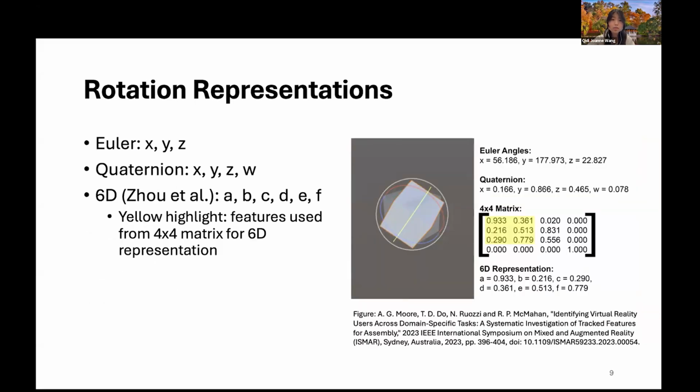Now, before moving on, I wanted to quickly touch on rotation representations. The Euler and quaternion representations may look familiar because they're commonly used in our field, but the 6D representation may look new or be less familiar to you. So we selected the 6D representation as part of our investigation because prior work has shown that they are sometimes more indicative in deep learning contexts than Euler and quaternion. You can see here in the figure that there is a 4x4 transformation matrix, and the highlighted values are the 6 values used in order to create that 6D representation.